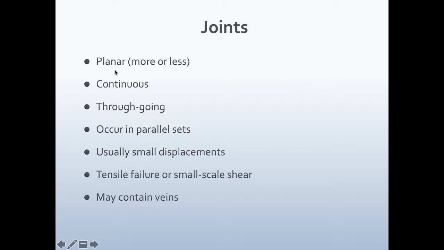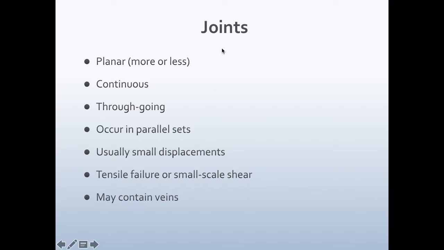So some features about joints: they're generally planar, continuous. They can go for quite a long ways. They cut through, often cut through different rock layers. They occur in parallel sets. They usually have very small offsets, and they generally result from tensile failure. So the rock being pulled apart, or very small amounts of shear.